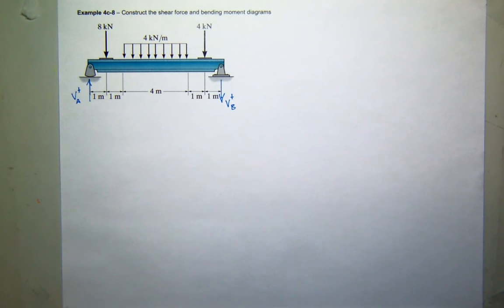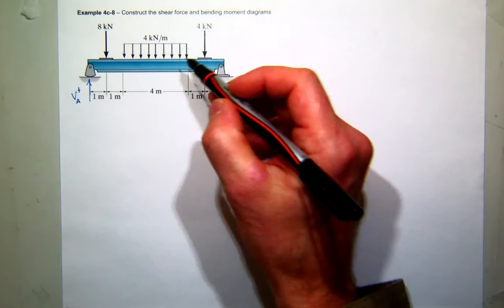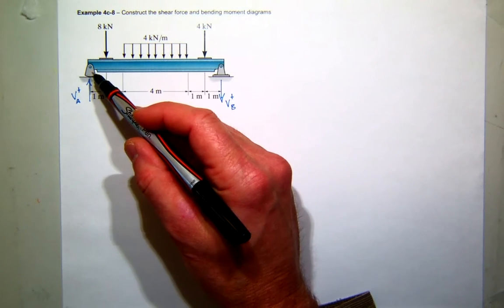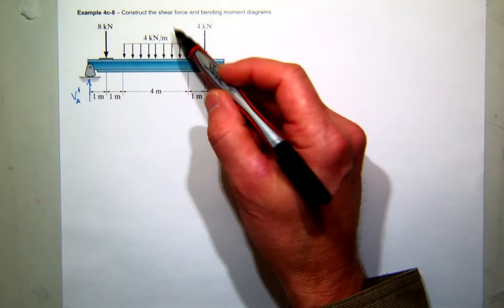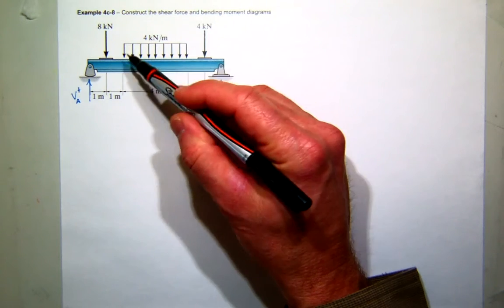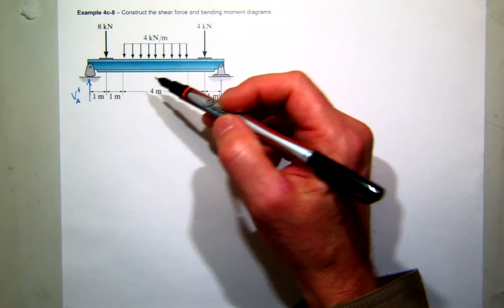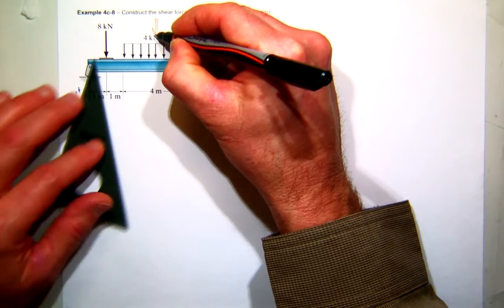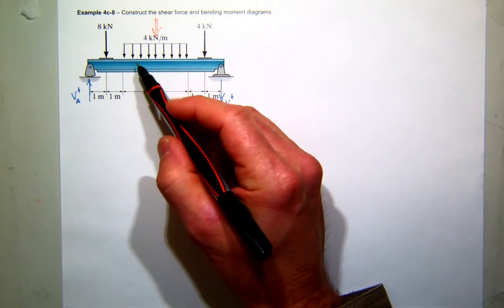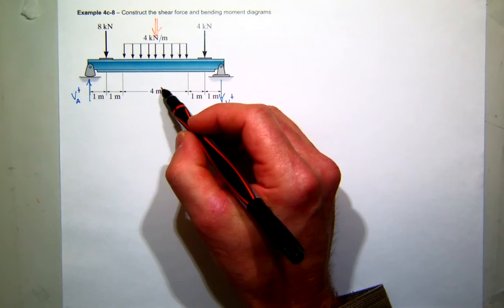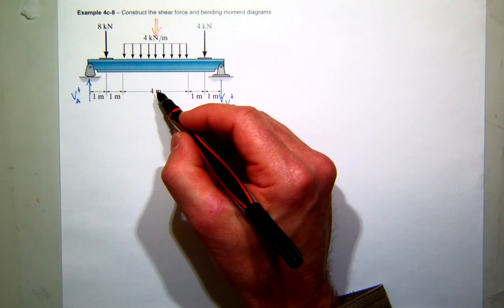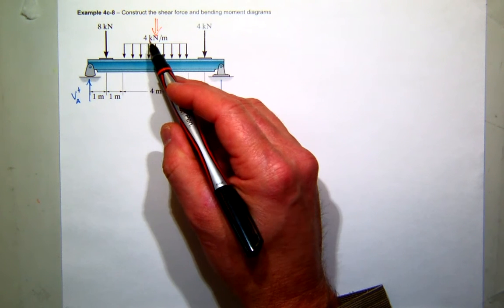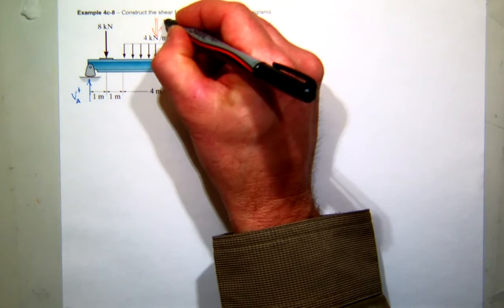So to find these values, I'm going to sum moments about either A or B. And to manage it, I'm going to get a concentrated equivalent force for this distributed load. So it's a rectangle, so the area under it would be base times height, which is 4 meters times 4 kilonewtons per meter, so that's 16 kilonewtons.